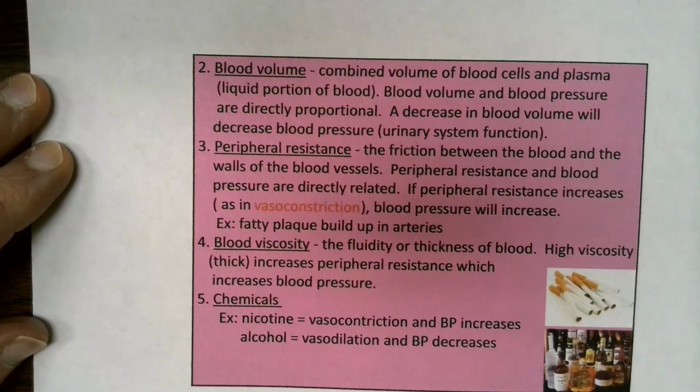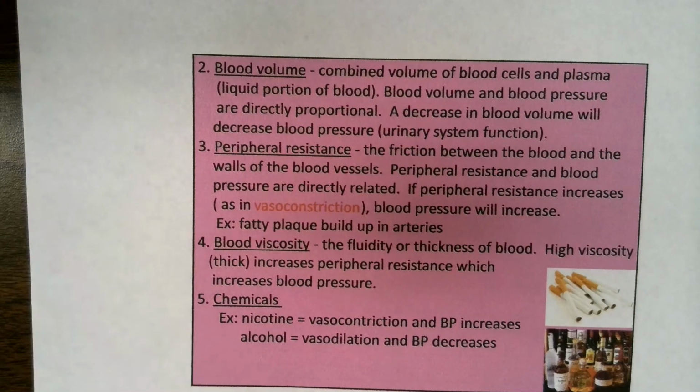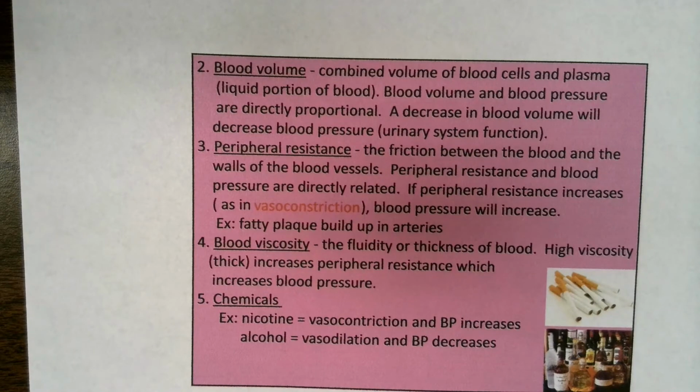All right, so then the third factor that can impact blood pressure is peripheral resistance. That's a tongue twister for me too. It says the friction between the blood and the walls of the blood vessel. That's what this is. Peripheral resistance and blood pressure are again directly related. So if you have peripheral resistance increase in your body, as in if the blood vessels constrict, vasoconstriction, then blood pressure is going to increase.